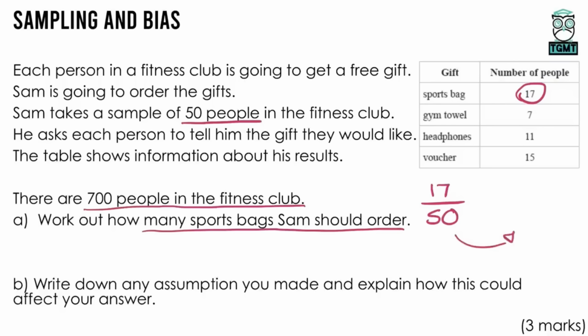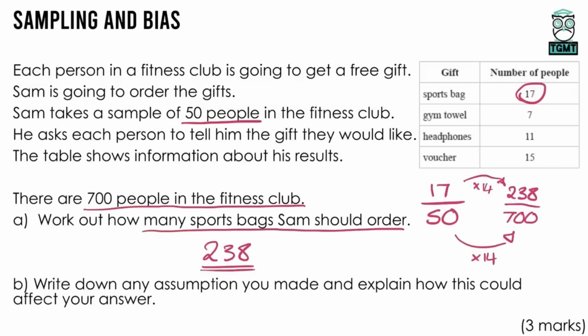Of course, you could always look at this as a fraction out of 700 as well and make an equivalent fraction. Now 700 divided by 50 on the calculator tells us that we need to multiply by 14 to make that equivalent fraction. So if we do the same to the top as well, 14 times 17 is 238. So there we go, our answer would be 238.